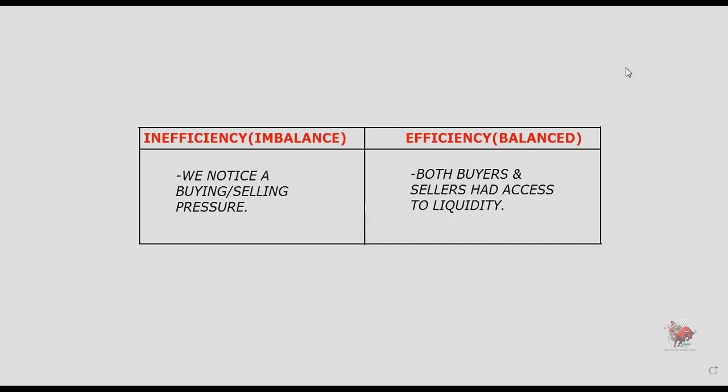What is inefficiency? Inefficiency in simple terms is imbalance, and efficiency in simple terms is balance. When we look at inefficient price action, we notice that wicks don't meet. This means this move had a lot of buying or selling power, which has created that imbalance. When looking at efficient price action, we notice that all wicks meet. It essentially means that when price is moving to the upside or the downside, both buyers and sellers have a fair chance at access to liquidity.